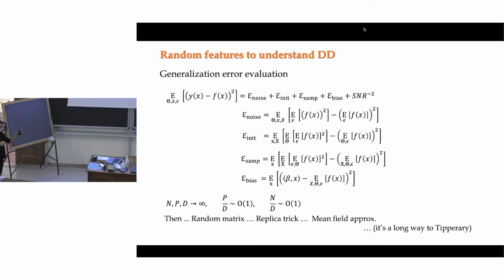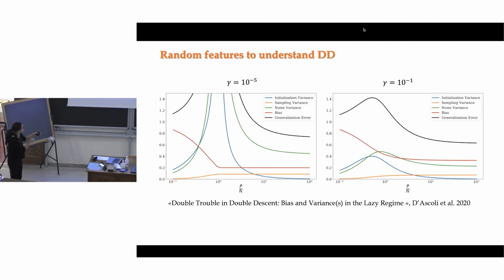There is a lot of machinery behind this, but I gave the reference where you can find everything. And this is the final result. What I saw is that the two main contributions that lead you to the peak of the double descent behavior in random feature models, which is not deep learning, it's a simpler model, but let's say it's a proxy, are these two. The first is the noise variance. So this is the noise term.